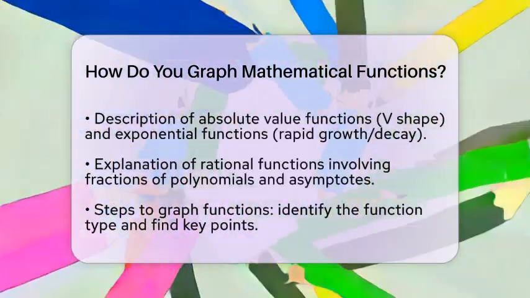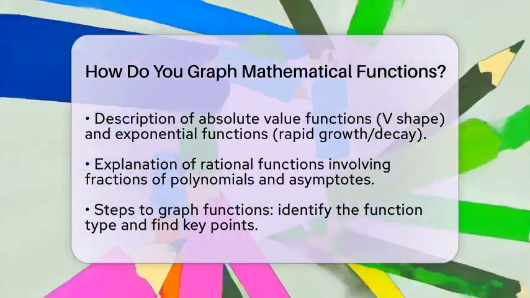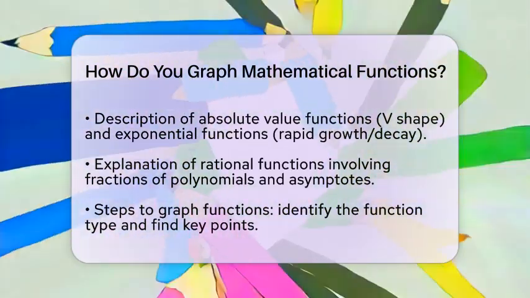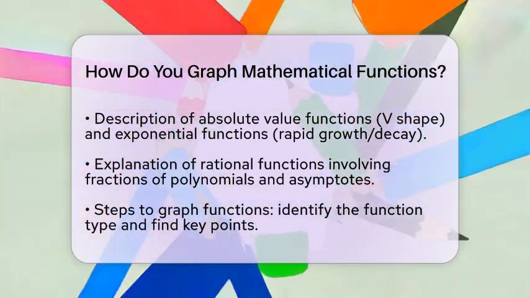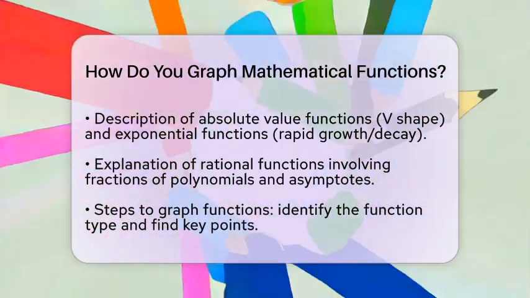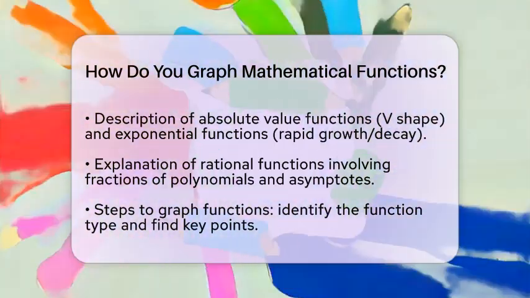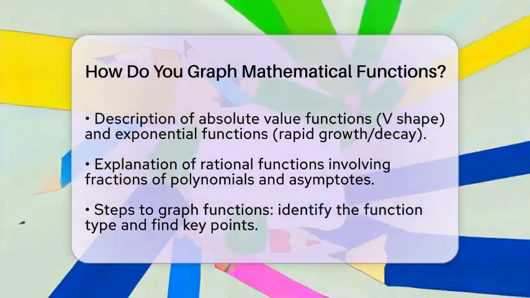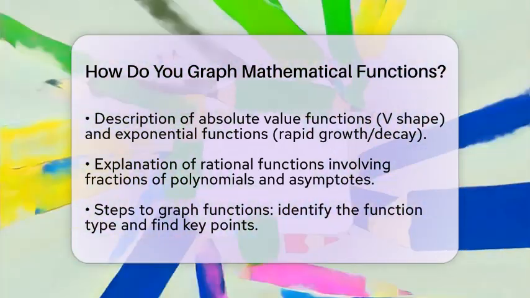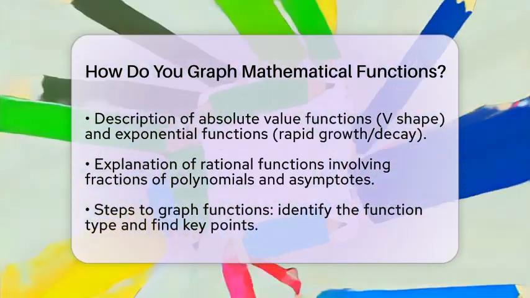Now that we know the types of functions, let's talk about how to graph them. Start by identifying the type of function you are working with. This will give you a clue about its shape. Next, find key points. For linear functions, determine the y-intercept, and for quadratic functions, find the vertex. After identifying key points, you can plot additional points. Create a table of values by choosing different x values and calculating their corresponding y values. This will give you a clearer picture of the function's behavior.